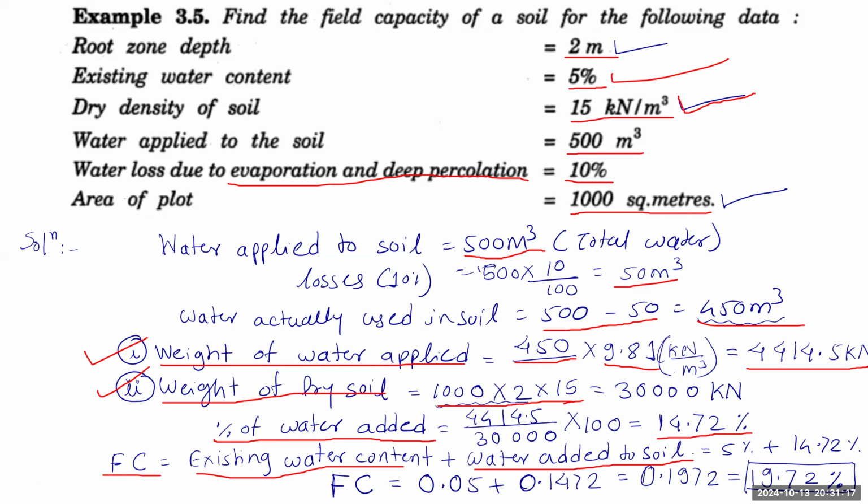So field capacity is equal to 0.05 plus 0.1472. That is equal to 0.1972, means 19.72%. So that is the answer for the question. Find the field capacity. It is 19.72%. So this is the answer B.